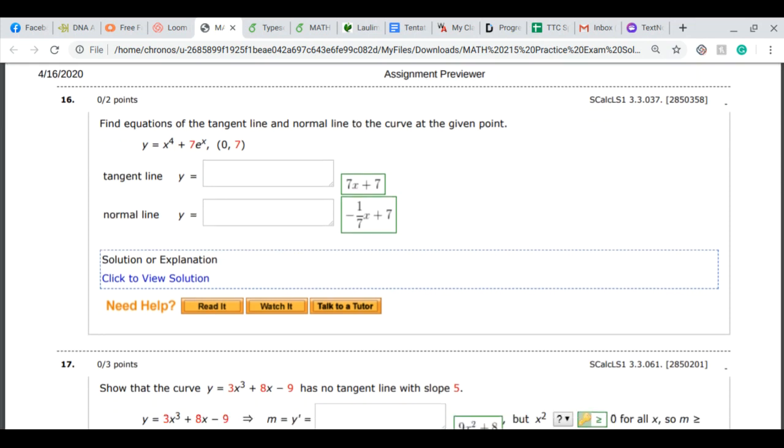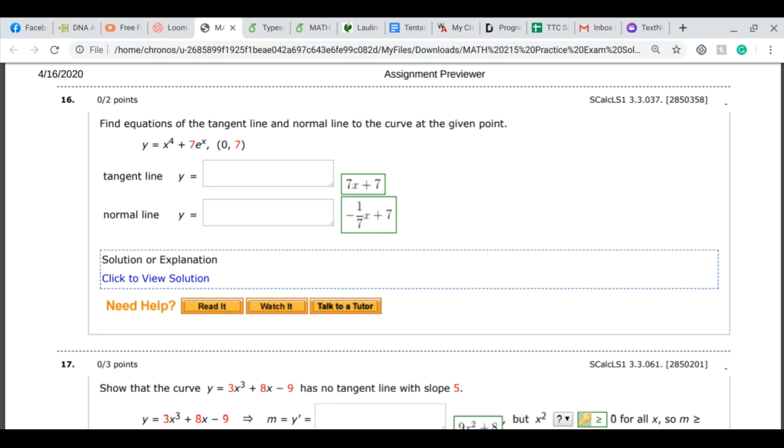Number 16, find equations of the tangent line and normal line to the curve at the given point. Okay, I will try to avoid questions. I realize we haven't gone over normal lines, so this might have been a little bit unfair, but I will try to avoid those in tomorrow's actual exam. There will also be fewer questions, so that should be helpful in terms of that.